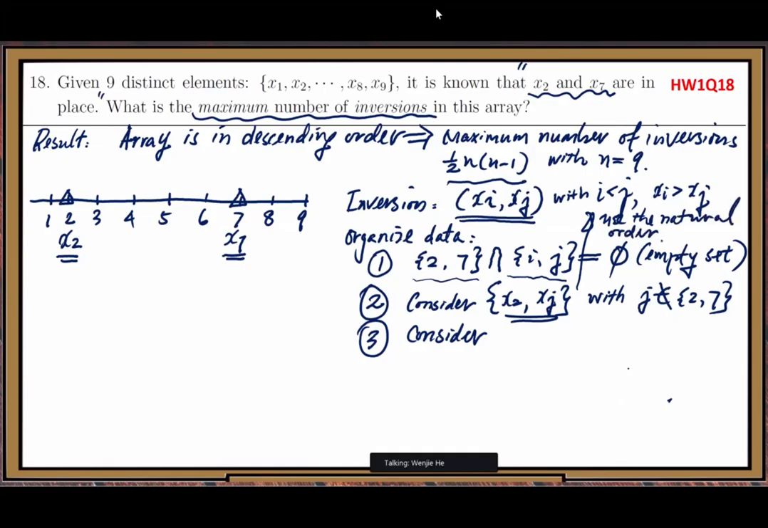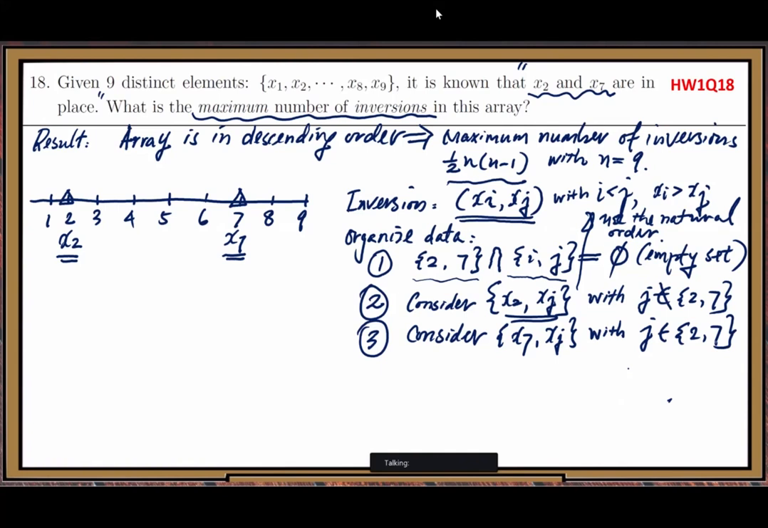Natural order means the original order in the given array. Here we do not want to discuss a few cases, so we just put there. All right, pick these 2 elements. Similarly, here we consider the natural order of x7 and xj with j different from 2 and 7. All right?